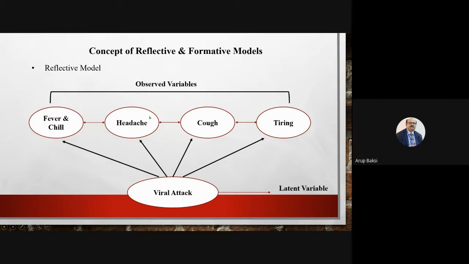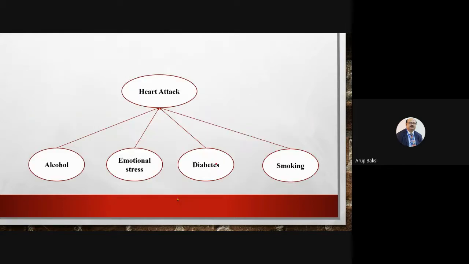These are the surrogate observations, or expressions and manifestations, with the help of which a doctor can understand that probably there is a viral attack. So fever and chill, headache, cough, and tiredness are signs of a viral attack. So this is a reflective model whereby the latent variable or latent factor is independent and the observed variables are dependent and are correlated with each other. So let us now look at the formative model.